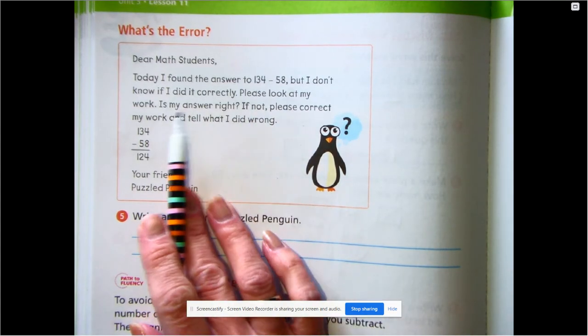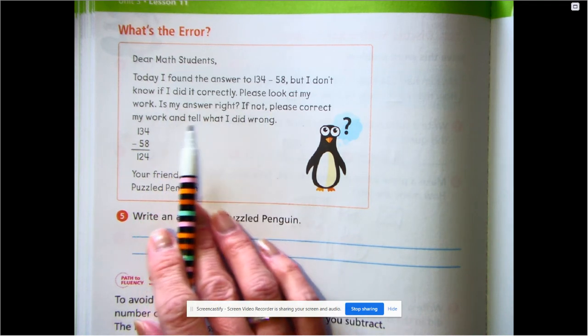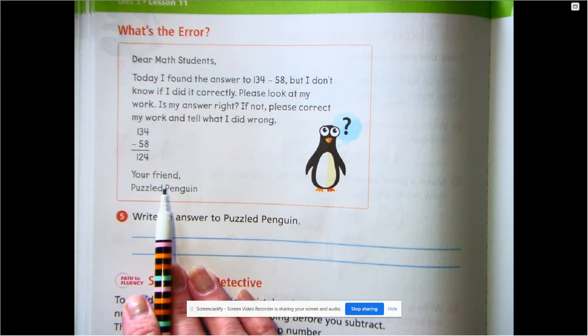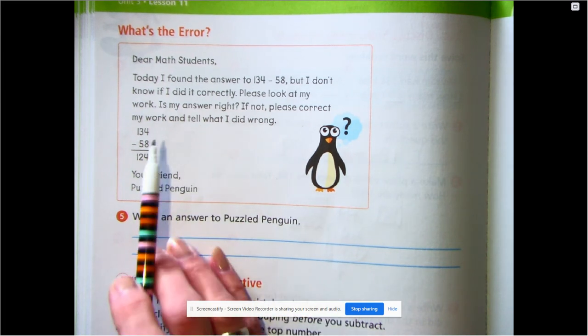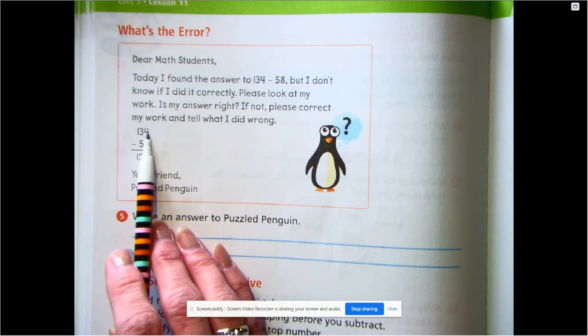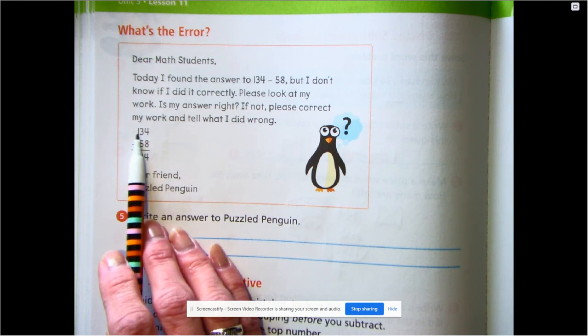He says, please look at my work. Is my answer right? If not, please correct my work and tell what I did wrong. And remember, we always want to be kind, right? Signed, your friend, Puzzled Penguin. So here's his problem. He wrote it down correctly. This time he did. He put all of his ones together, all of his tens together, and his hundreds together.